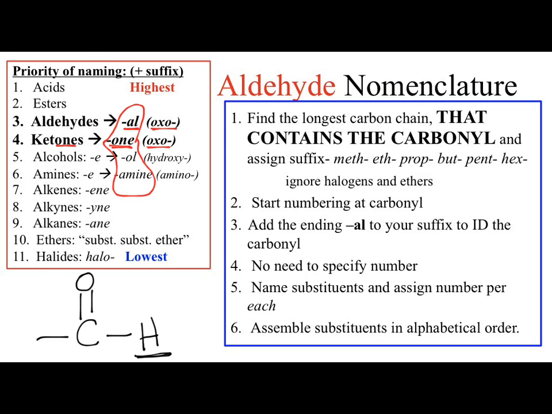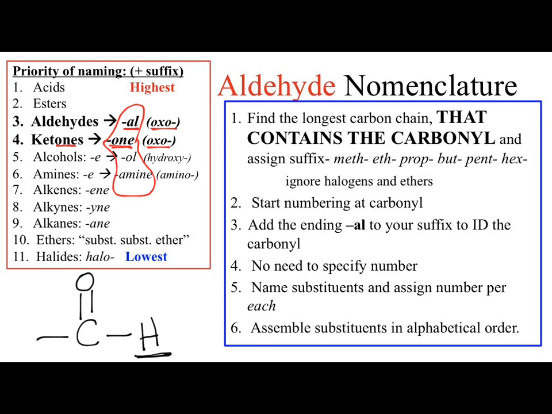Okay? We'll change the ending to "al", so if we had a 4-carbon chain with a carbonyl, butanal: 4 carbons for but, the al ending for the aldehyde. We don't need to specify the number of where the aldehyde is. Why? It's the end of the chain, the beginning of our chain, for that matter. So it's always going to be position 1. We don't have to add that extra information.